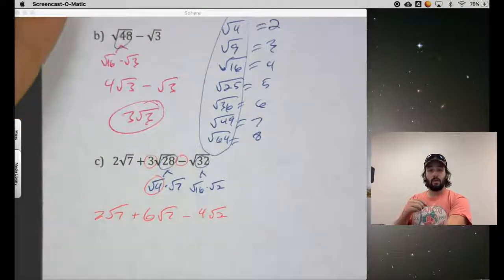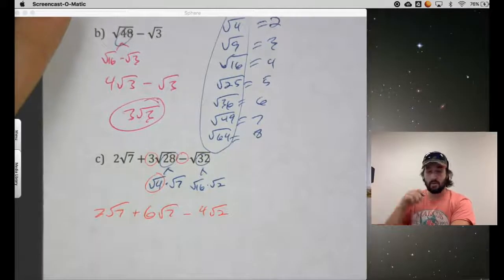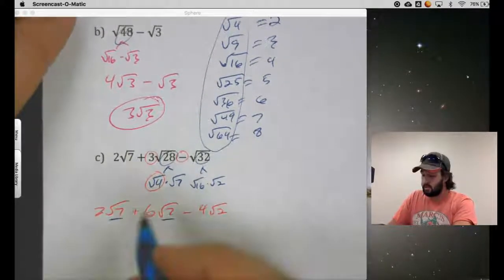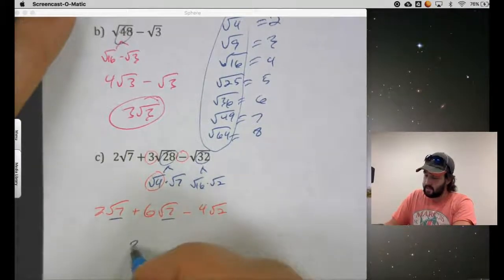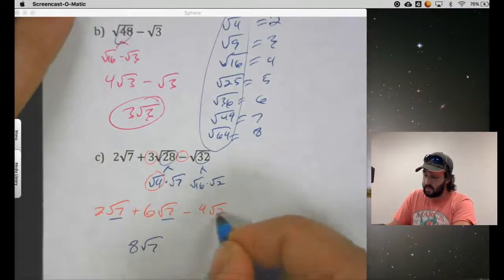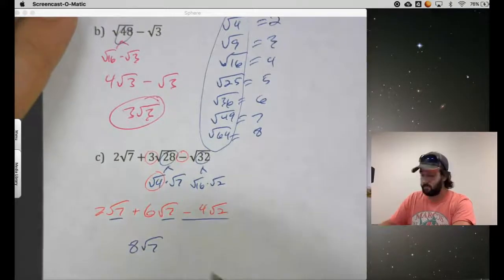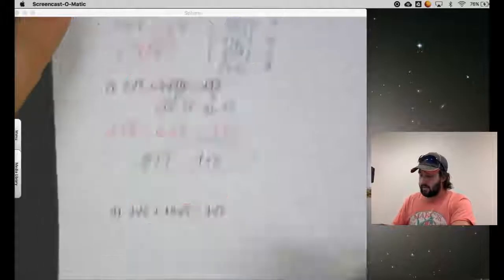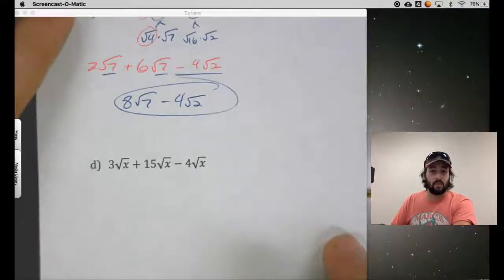Now I can only combine the ones that have the same square roots. So the root 7 and the root 7 can combine. So I have 2 of those plus 6 would give me 8 root 7's. And then I'm going to leave this one alone because it has a different square root. So minus the 4 root 2, and that's it. All right, moving on. We can do the same thing.